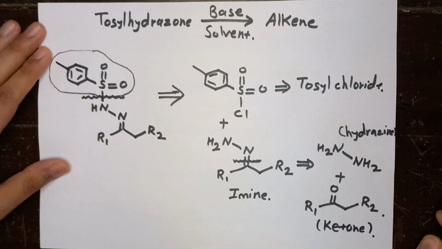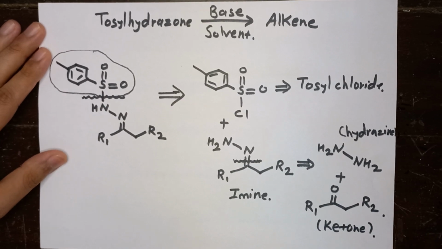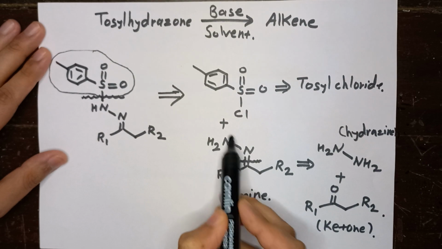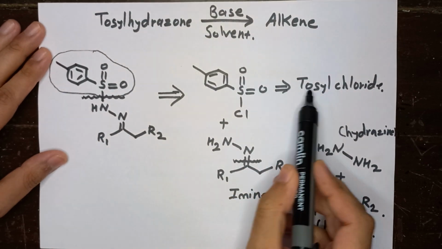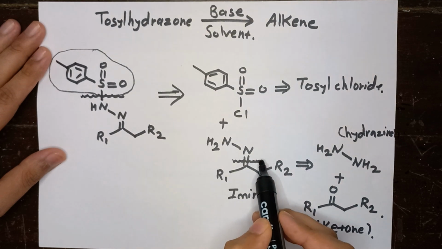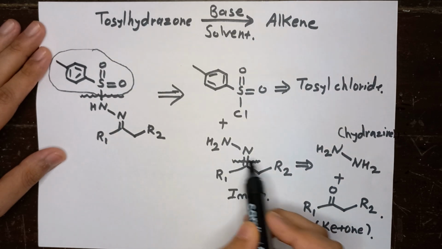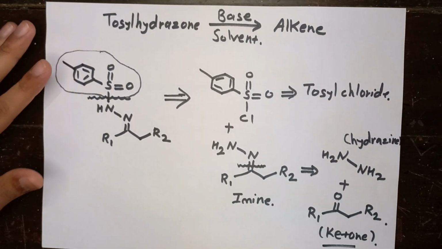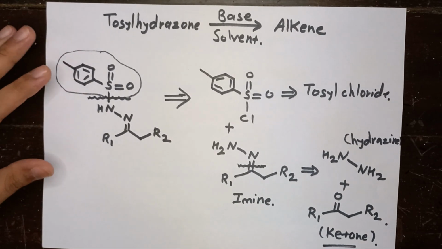So this was the retrosynthesis for tosyl hydrazone. First we break the bond from here, keep chlorine here and NH2. So one part is tosyl chloride, another part we got is this imine. We can break the bond from here, and we generate hydrazine and a ketone. Now let's look at the forward organic synthesis for this retrosynthesis.